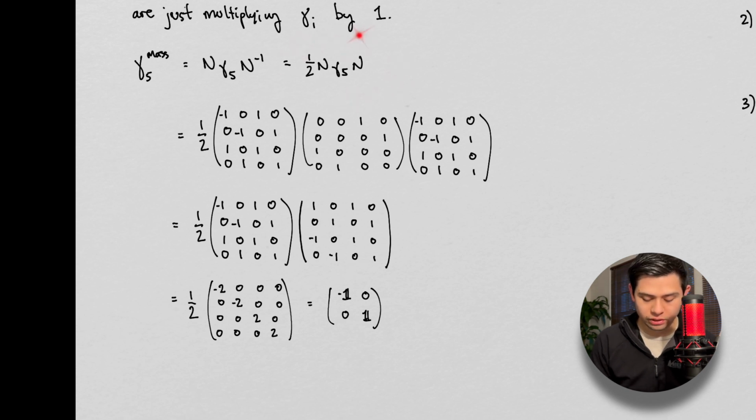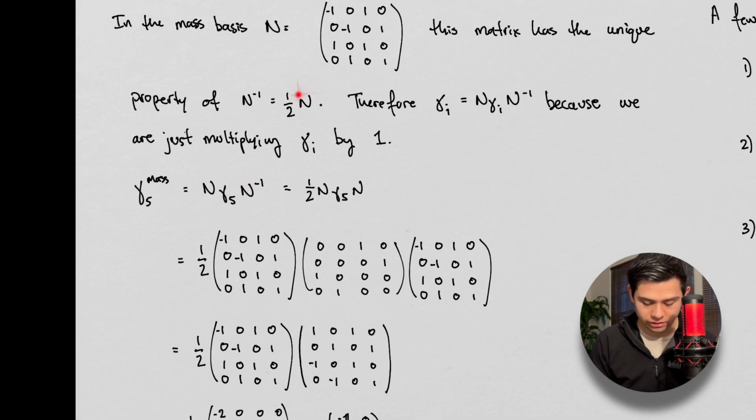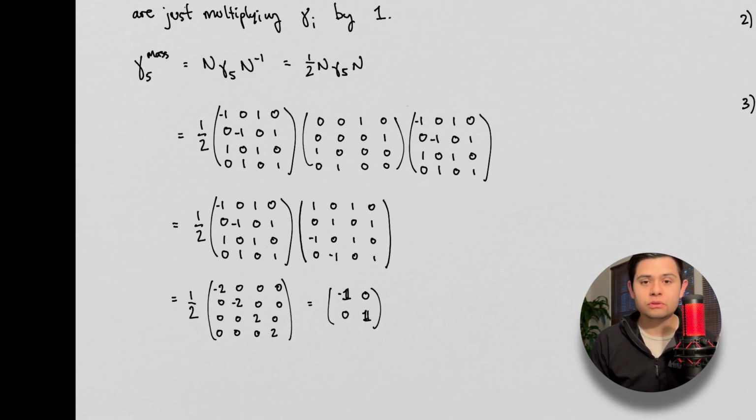And then here we're replacing N inverse with N times 1/2, right here. So here's that N, here's that 1/2. Then we just do the matrix multiplication here, right? So this is N, here's that 1/2, here's our gamma 5. And when we go through this, we see that we get this. So these two multiplied together gives us this, and then these two multiplied together gives us this.